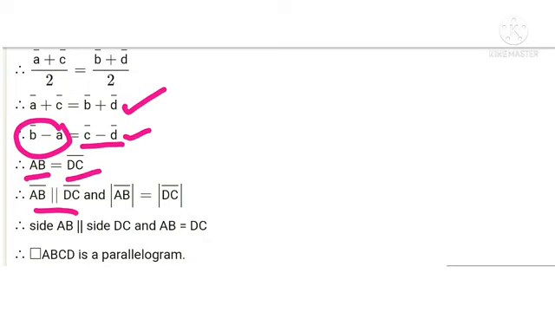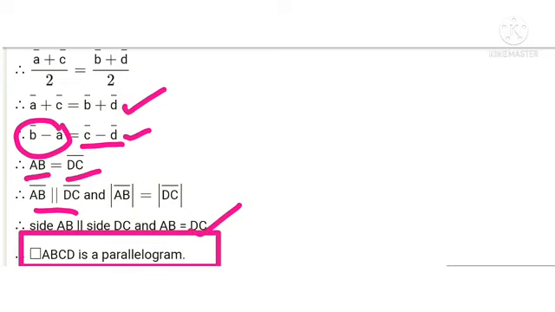Similarly, we prove that side AB is parallel to side DC and AB is congruent to DC. This means that quadrilateral ABCD is a parallelogram. Hence, we prove.